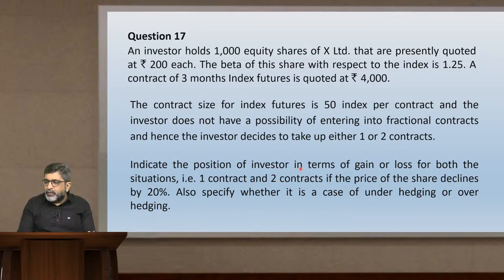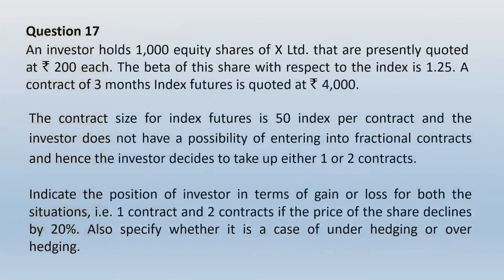Indicate the position of the investor in terms of gain or loss for both the situations, that is one contract and two contracts, if the price of the share declines by 20%. Also specify whether it is the case of under hedging or over hedging. So once I've explained a little bit over here, then you can easily follow up and understand the remaining part of the solution easily.